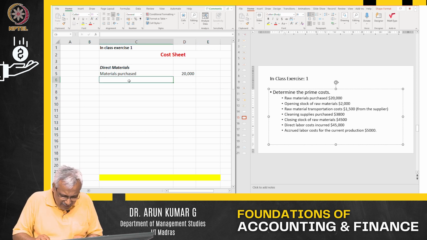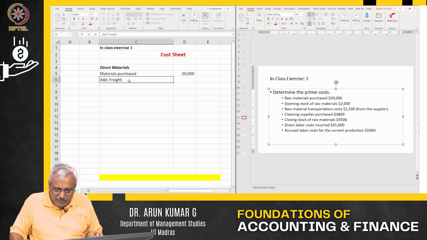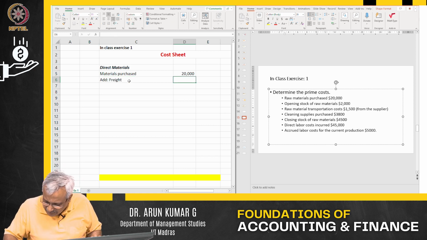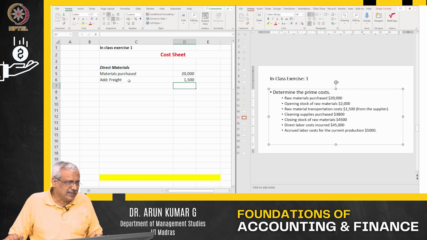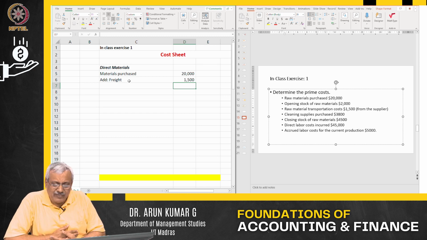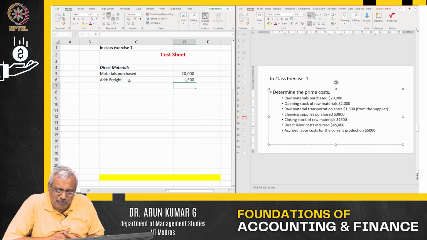So, I will add freight. How much is the freight? Freight is about 1500. I am adding that also. I have opening stock, we will come back to that. I have a cleaning supplies purchase, we will come back to that. Closing stock, we will come back to that. Direct labor cost, we will come back to that, and accrued labor cost, we will come back to that.